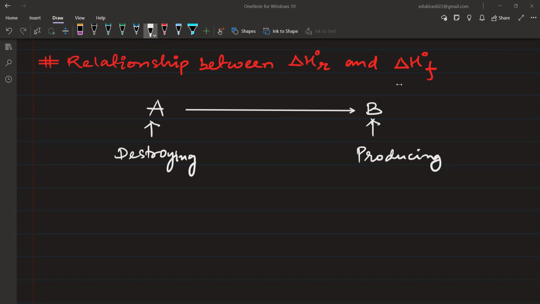हम लोग A को क्या कर रहे हैं? Destroy कर रहे हैं. अच्छा, destroy करने का मतलब क्या हो गया? Destroy करने का मतलब हो गया opposite of forming. Yes or no?